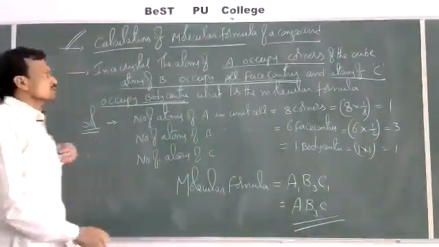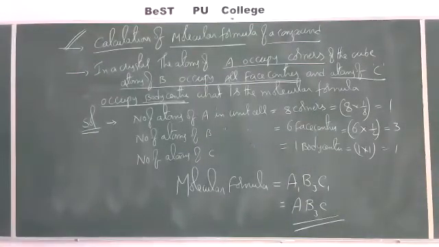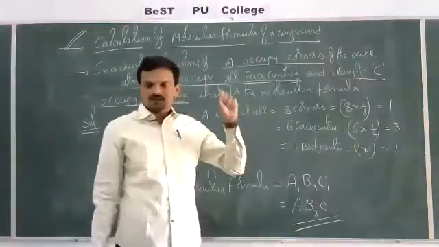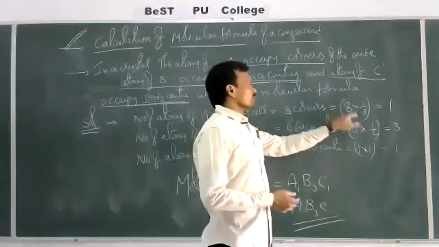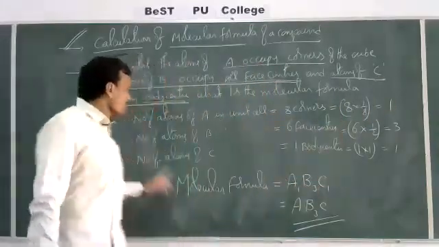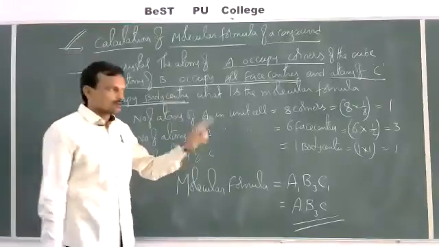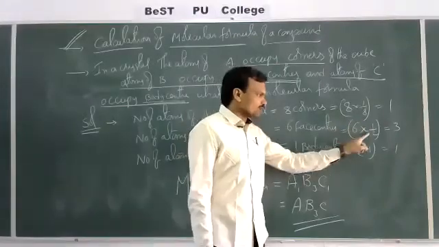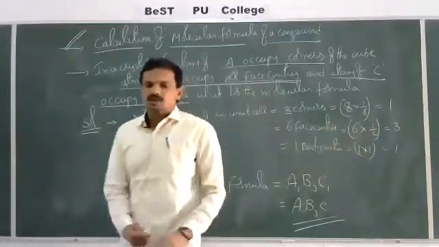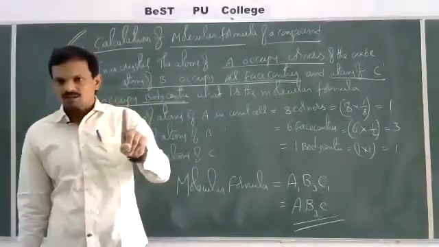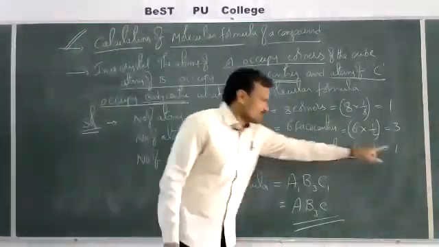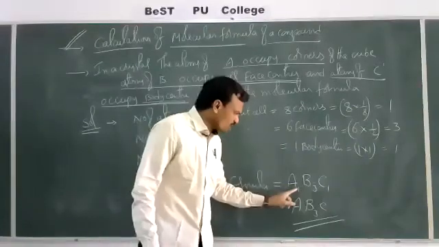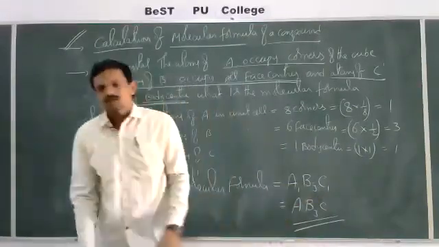See once. Here in the lattice, atoms of A are present at the corners. Since a cube contains 8 corners and the contribution of each corner is 1 by 8, 8 into 1 by 8 gives 1. Next, atoms of B are present at face centers. 6 face centers are there for a cube, and the contribution of each face center is 1 by 2. So 6 into 1 by 2 is 3. Atoms of C are present at the body center. Only one body center is there, and its contribution is also 1. So 1 into 1 is 1. So A1, B3, C1. The number 1 need not be written, so we represent the molecular formula as AB3C.